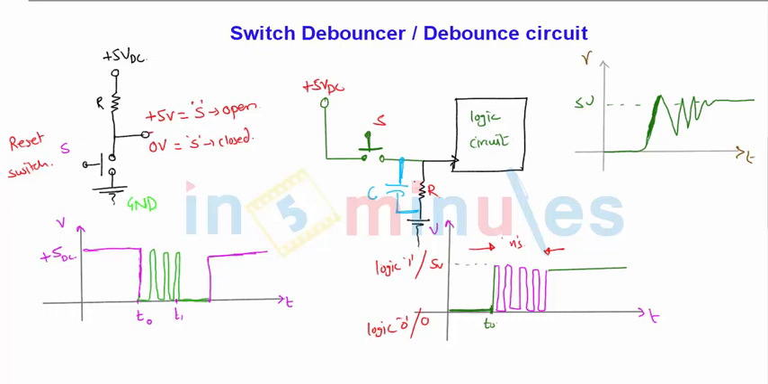So what happens when I place a capacitor C here is that the voltage rises smoothly and there will not be any fluctuations. So this path is due to capacitor C, and the green path is due to the normal resistor R. So this is how a debouncer circuit works particularly.